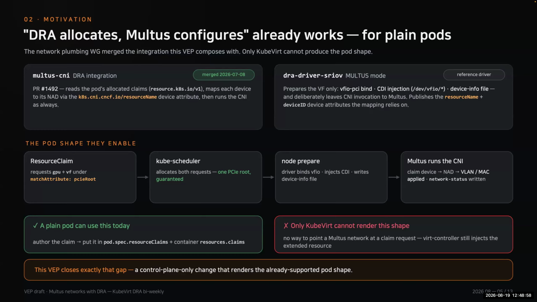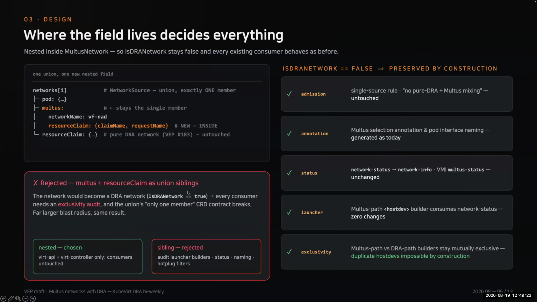But this is only limited to the plain pod. A plain pod can carry the claim and the Multus annotation right now. The only component that can't produce this shape is KubeVirt, because virt-controller still insists on injecting the extended resource. So this KEP is a control-plane-only change to render that already supported pod shape, and nothing more. And this is the single most important design decision.